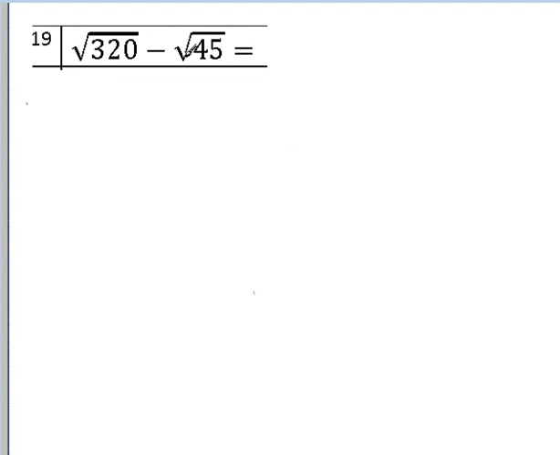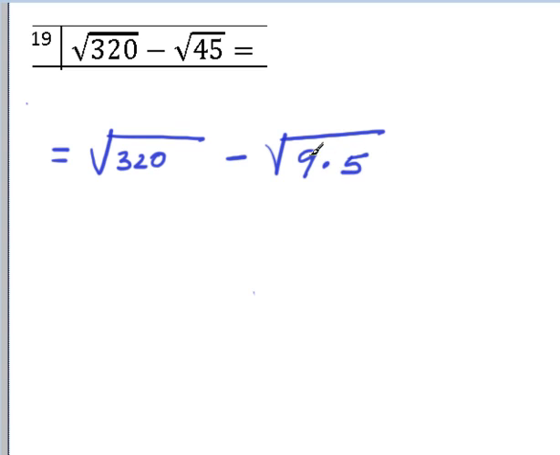In number 19, we want to combine some radicals that are not like radicals, so we'll try to simplify and get some like radicals. Always simplify the easier one first, so we'll start with the square root of 45. All right, 45 factors as 9 times 5. 9 is a perfect square, 3 squared, so a 3 comes out in front.